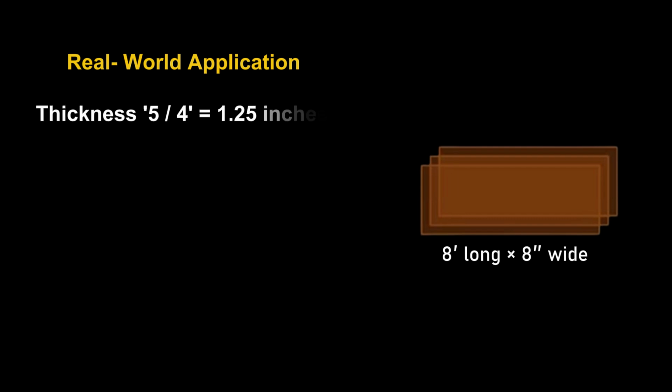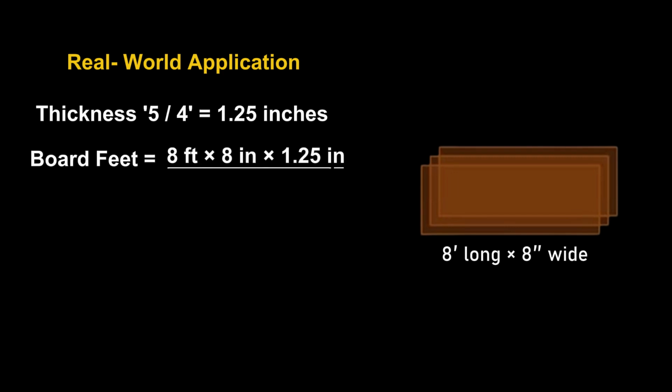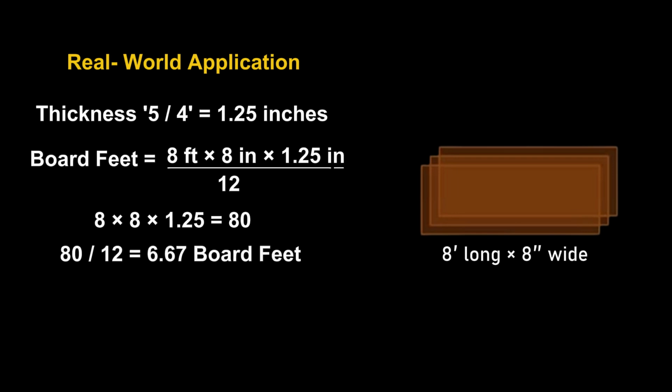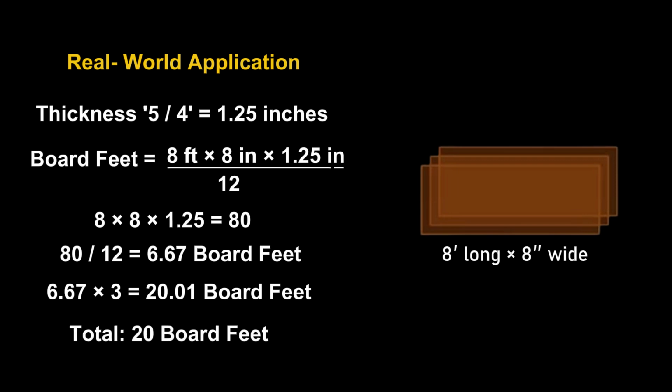Notice the thickness is 1¼ inches. In the industry, this is often called 5/4 lumber. When calculating board feet, we always use the decimal form for fractions. For one board, we use the formula 8 feet times 8 inches times 1.25 inches, all divided by 12. First, 8 times 8 times 1.25 equals 80. Then, 80 divided by 12 gives us 6.67 board feet per board. But since we have 3 identical boards, we simply multiply that result by 3. You are buying 20 board feet of walnut.